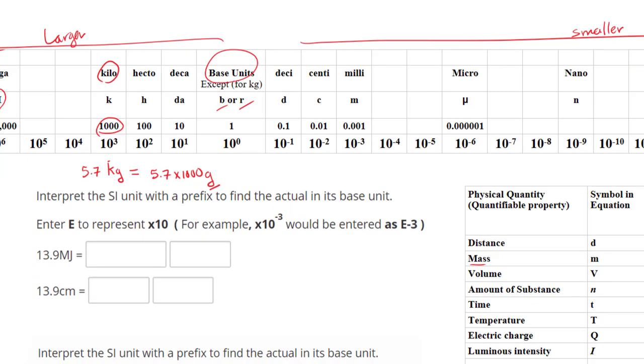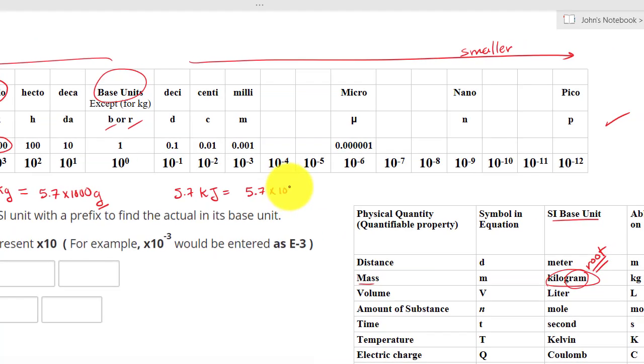So let's apply this to another SI base unit. Let's use the same number. What if I have 5.7 kilojoules? Well, in that case, look at this. 5.7 times 1,000 again, because the prefix kilo represents 1,000. And that's how a prefix defines the value of the unit. If your unit has a prefix, it completely changes the value of it. So we are looking at the larger end.